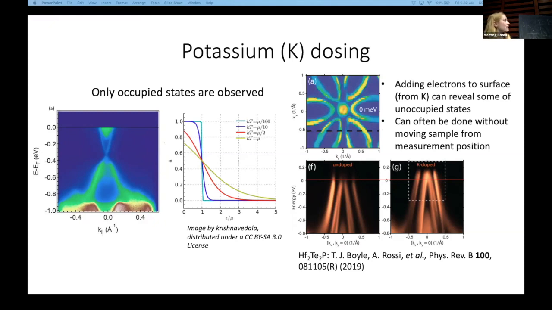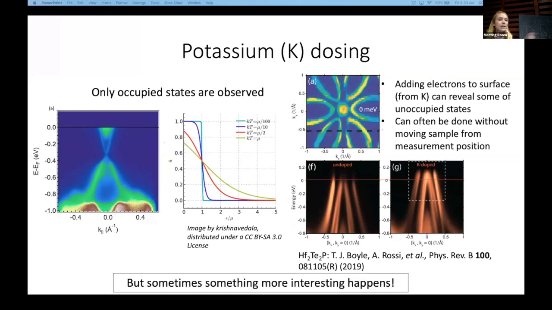What potassium dosing does in its most rudimentary implementation is it gives us a little help with one downside of ARPES, which is that only occupied states are observed. This is something that is well known. We're subjected to the Fermi-Dirac cutoff. We can do a little bit better populating some unoccupied states by raising the temperature. But another way to occupy the initially unoccupied states without raising the temperature is dumping potassium or another alkali metal on the surface. This can add electrons and bring up the chemical potential, exposing states that were previously unoccupied.